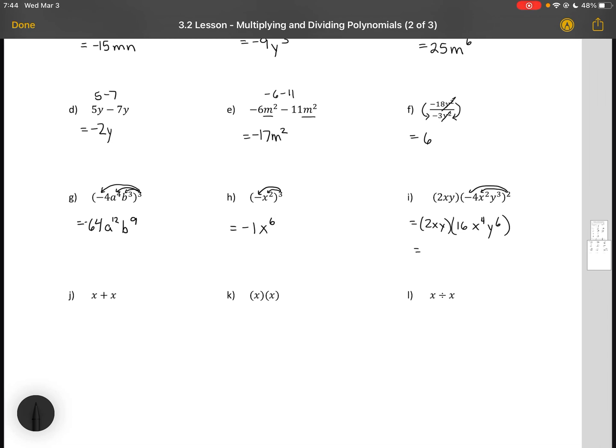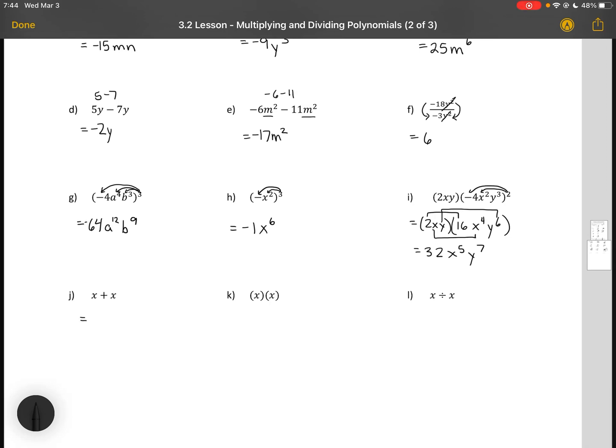Now I only have multiplication left, so I'm going to multiply my numerical coefficients together. I'm going to multiply my x's together by adding the exponents. And finally, I'm going to multiply my y's together by adding the exponents, giving me a final answer of 32 x to the 5, y to the 7.